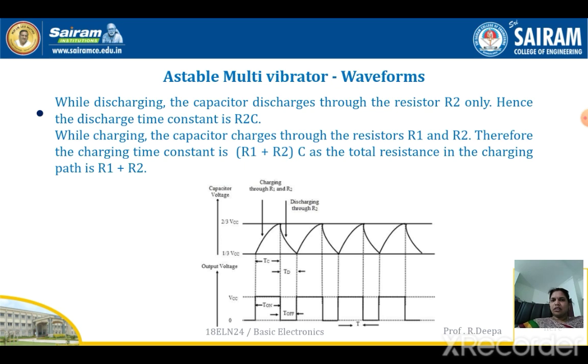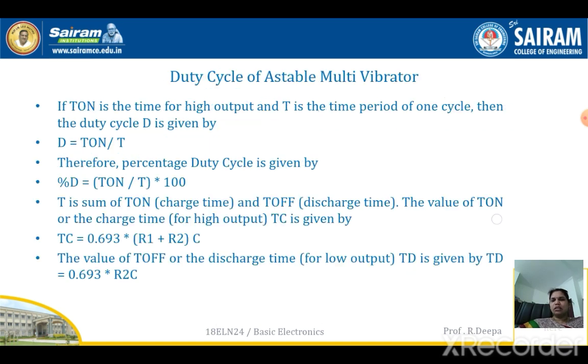So as we know, while discharging, the capacitor discharges through the resistance R2 only, hence the discharge time constant is R2 into C. While charging, the capacitor charges through the resistances R1 and R2. Thereby, the charging time constant is R1 plus R2 into C, where R1 plus R2 is the total resistance in the charging path.